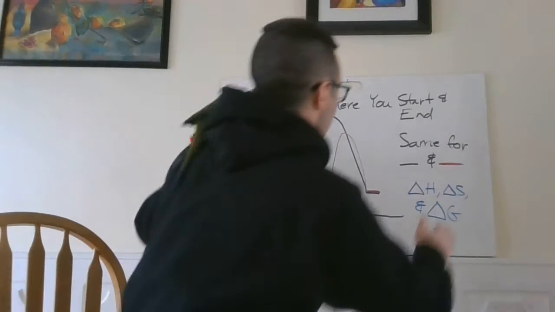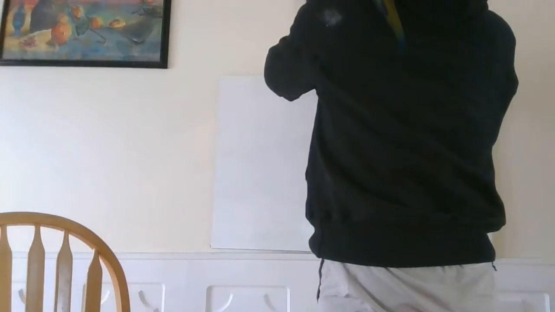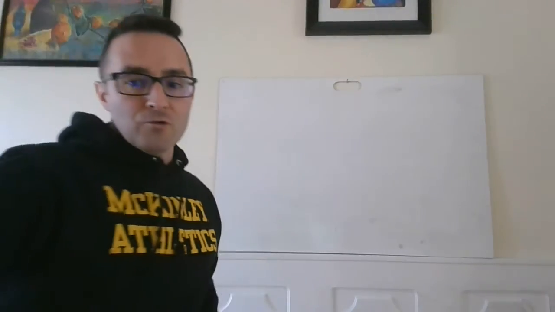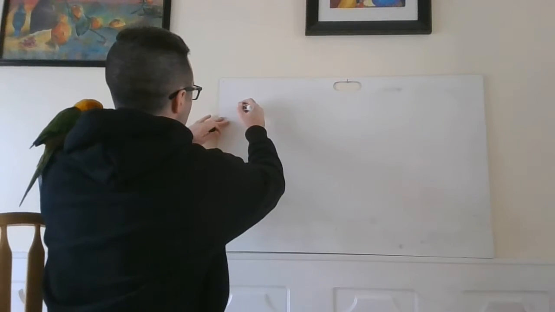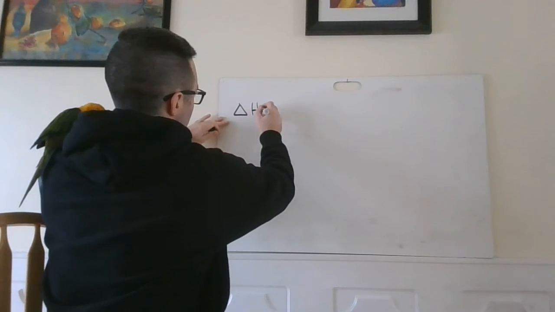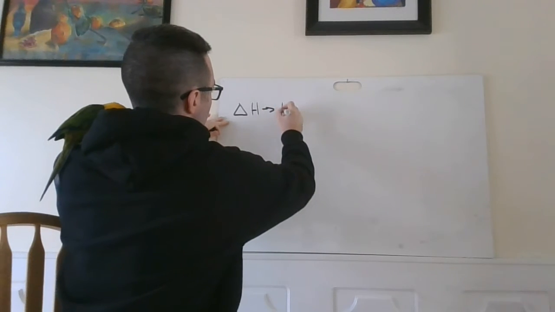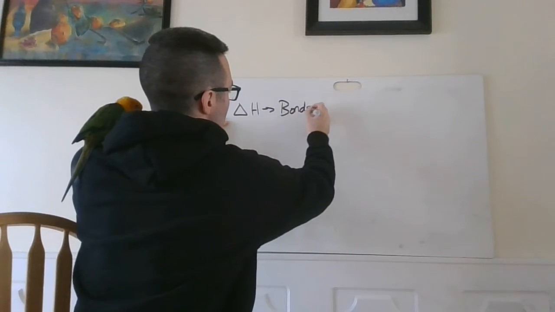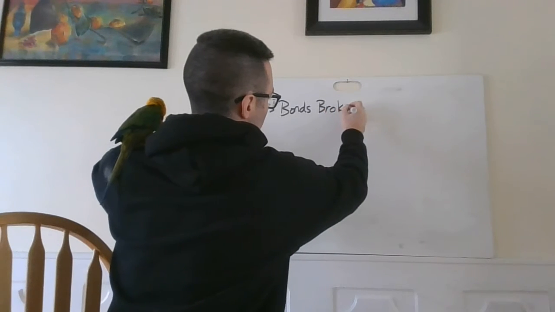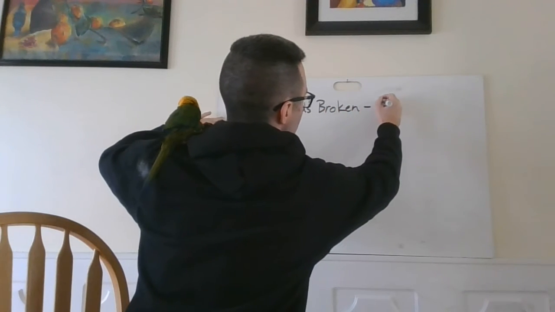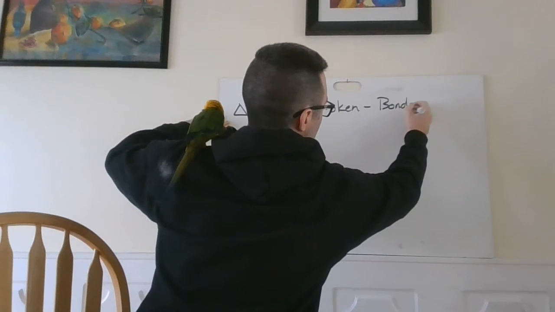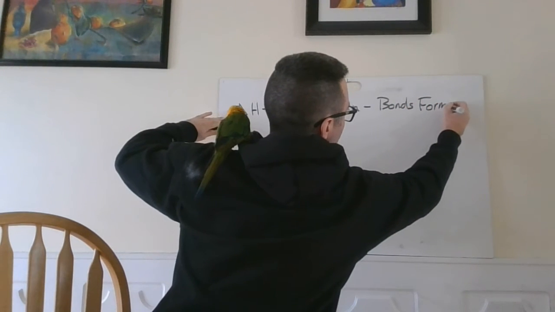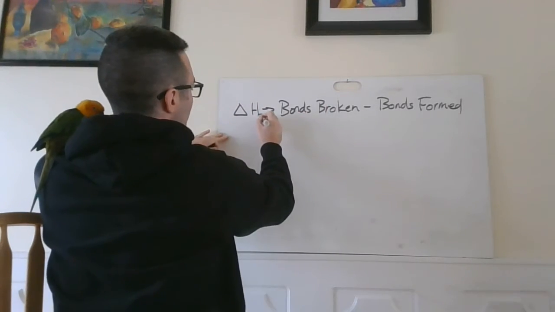I want to show something else here for a second. You're doing your calculations, and we're running numbers. There are two ways to find delta H. If you remember, you can either do it by bonds broken minus bonds formed. This is delta H for a reaction, okay?